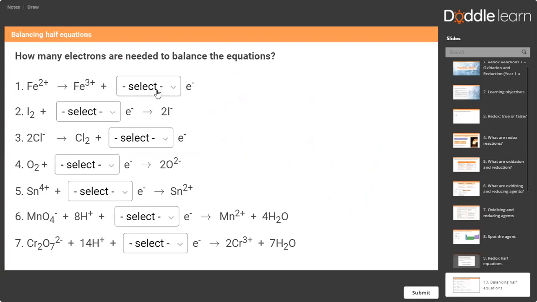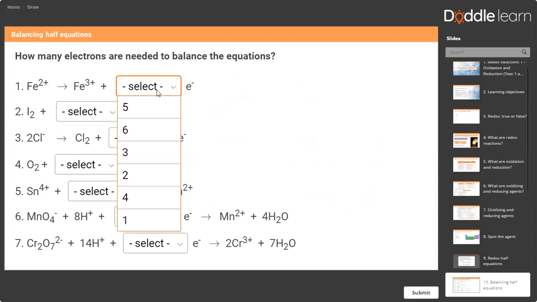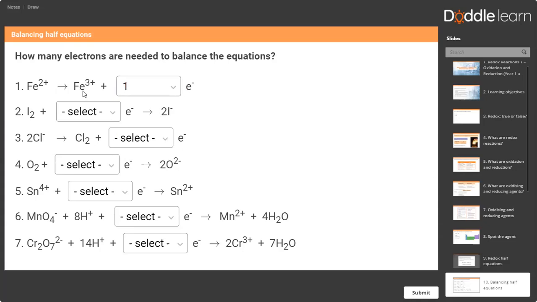Well, to balance this equation, we would need 1 electron there to balance that out. Because obviously, if we've got a positive charge, that means that we have lost an electron. So we've got an extra positive charge, which means we've lost an electron, so it needs to be plus 1 electron.